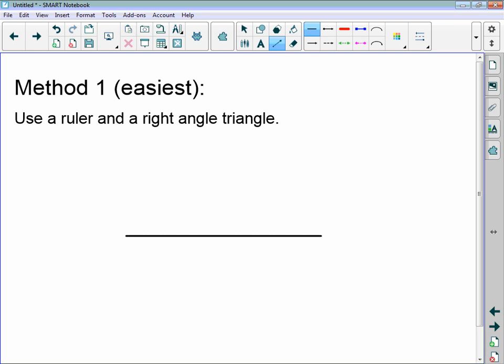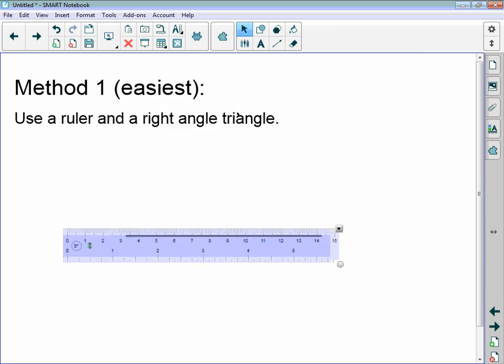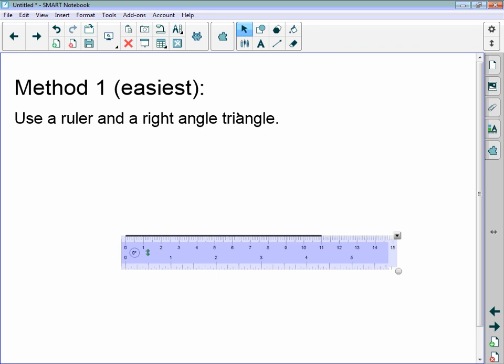Now I need to cut that line in half. So I want to find where exactly is the middle point of that line. Well, to do that, I need to take my ruler. I'm going to bring it over here. I'm going to measure this line.